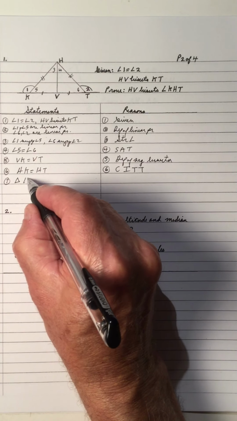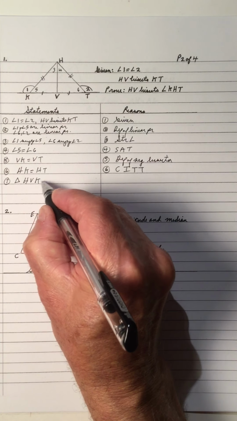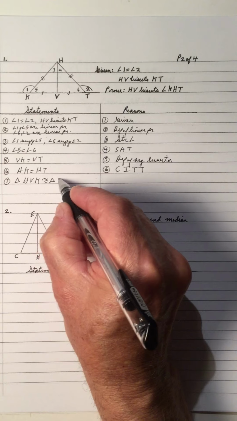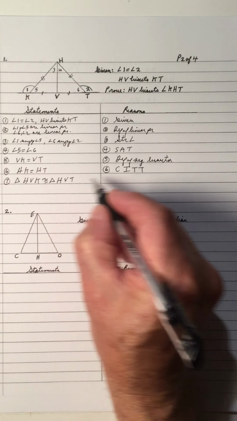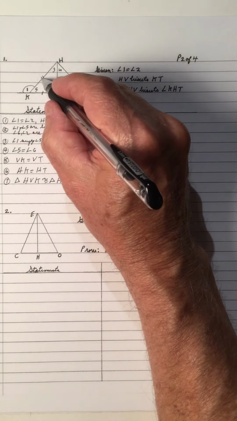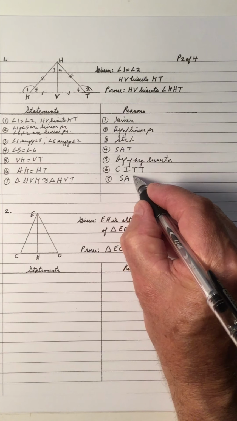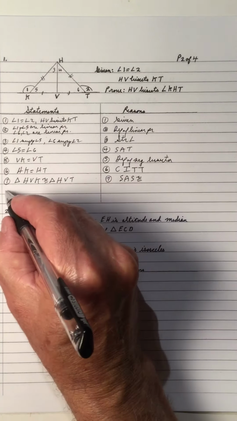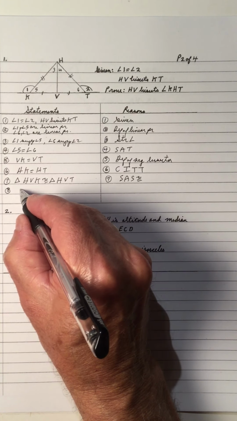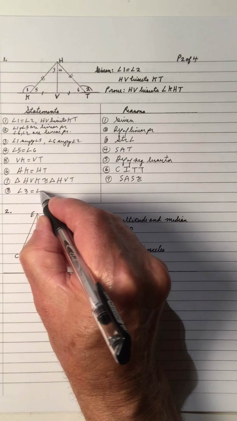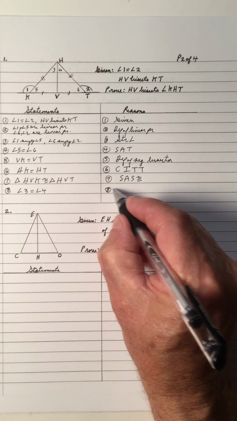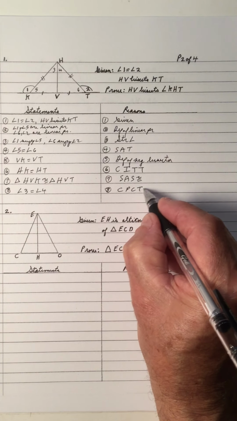So triangle HVK is congruent to triangle HVT. And the reason is side angle side congruency. And number 8, that means we have angle 3 equals angle 4. And that's congruent parts of congruent triangles are congruent.